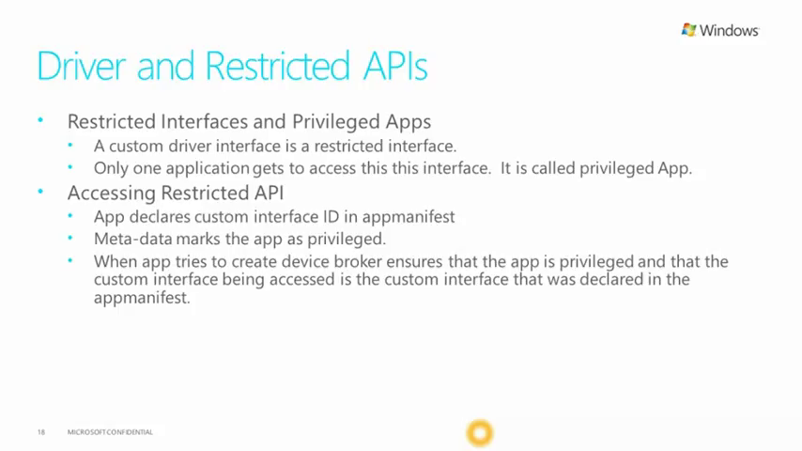Drivers present custom interfaces. And with Windows 8, we consider these interfaces to be restricted interfaces. What that basically means is that only one application gets access to this interface. So the application that you put in your metadata to automatically download, if you have a driver, that is the only application that will be able to access the interface of your driver. This is important to understand. There is a one-to-one mapping between drivers and apps. So if you're building a custom driver for Windows 8 for your device, only one application will be able to use that custom driver.